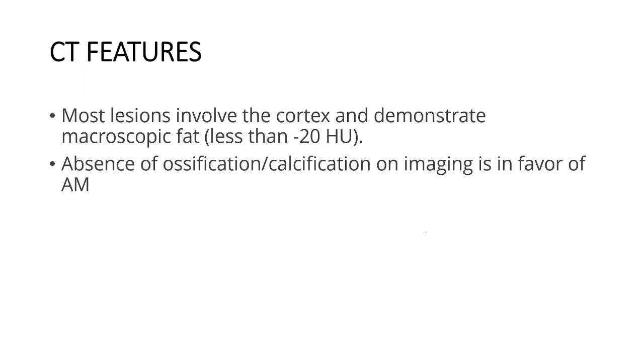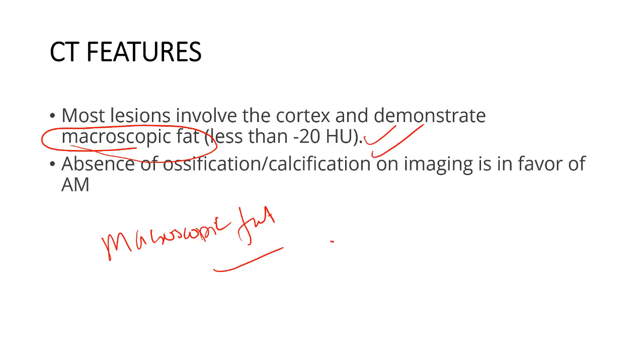Okay, on CT features, what we are able to see is that most lesions involve the cortex and demonstrate macroscopic fat. A very important thing here is that it demonstrates macroscopic fat less than -20 HU. In our lesion on CT, we are able to see macroscopic fat. The fat component was so much, the hypodense areas were so much, and the HU was -80. Okay, less than -20 HU, -80 HU was there. So macroscopic fat was there, and the presence of macroscopic fat is very important to characterize that our lesion is an angiomyolipoma.